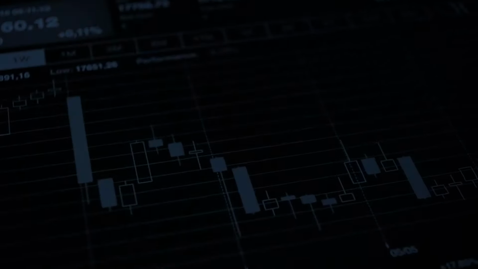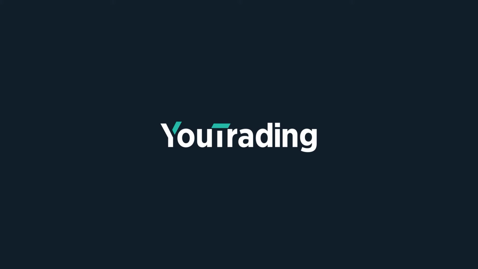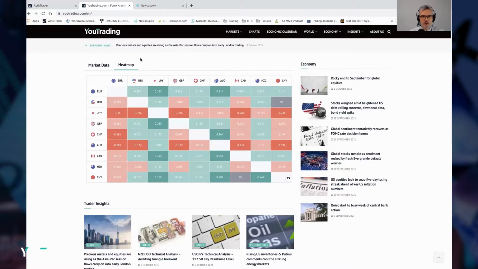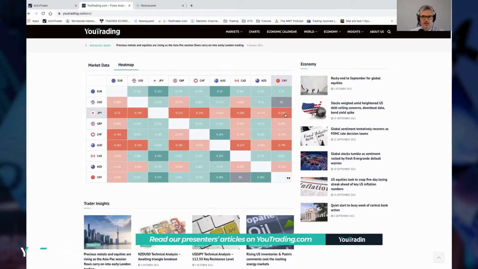Today I'll be taking a look at the Canadian dollar versus the Japanese yen. So first thing we do is look at the YouTrading.com Forex heat map. And you can see here that the Japanese yen is the weakest currency at the moment. It's red across the board.